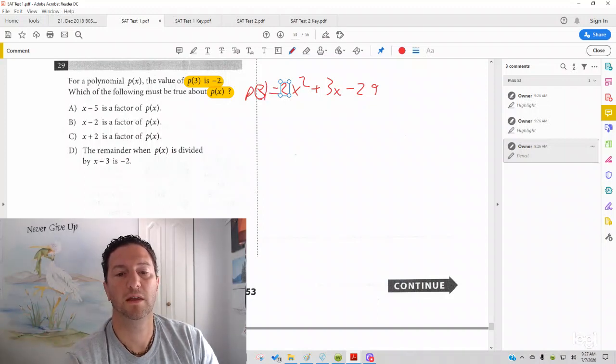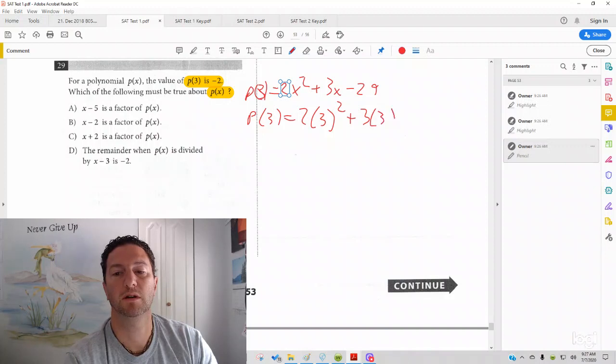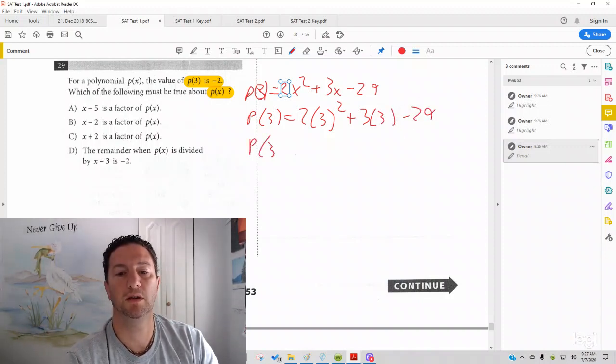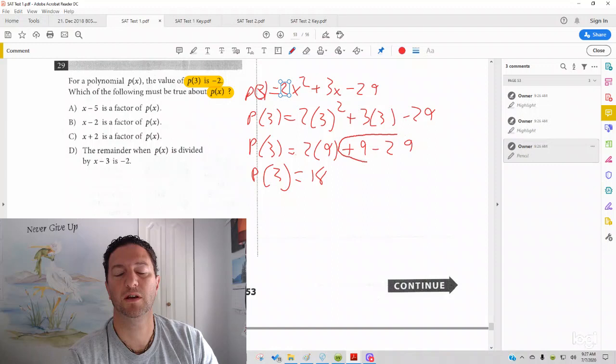So notice, if p of 3 equals that, then I'm going to plug 3 in for each x, and I get 2 times 3 squared plus 3 times 3 minus 29. Then I get p of 3 equals 2 times 9 plus 9 minus 29. p of 3 equals 18, and then if I combine these, I get minus 20, and p of 3, sure enough, equals negative 2.